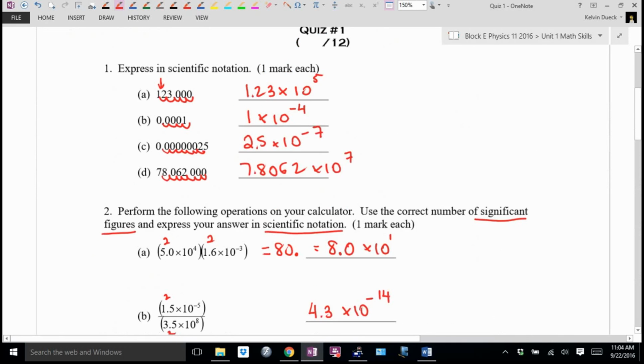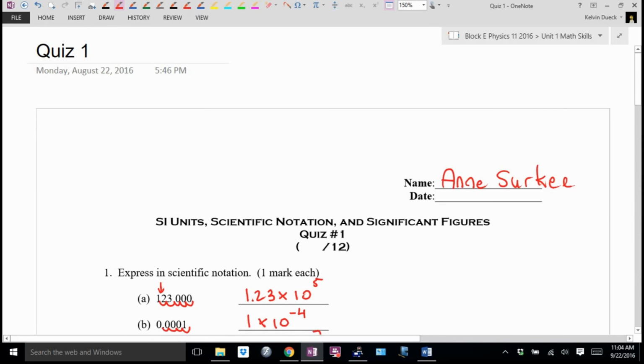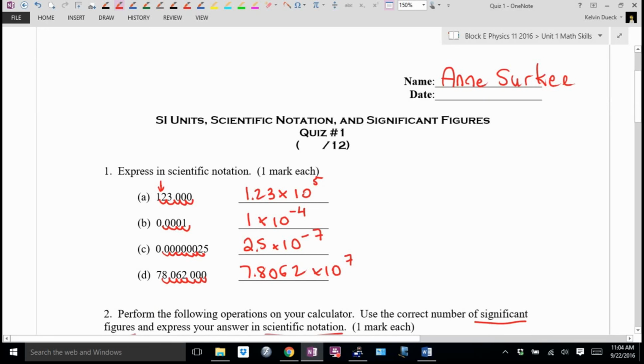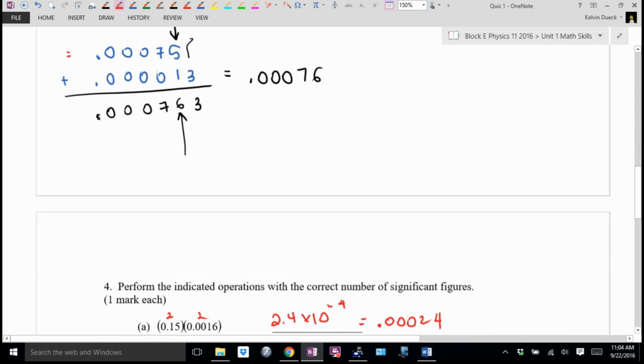Normally I would say to you, give yourself a little score out of 12, or yours says out of 16. Normally I'd collect these. This was your first one, so it's only for your own personal edification. Learn from your mistakes. I'm not going to count this one. Okay?